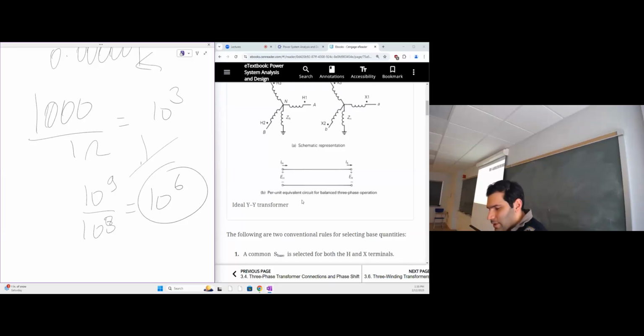What about this per unit equivalent circuit for balanced three-phase operation? What's that? What do we call this transformer? It has a specific nice name, actually. I hope people are studying transformers, or they are still busy with the previous chapter.